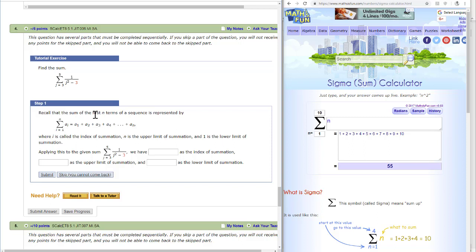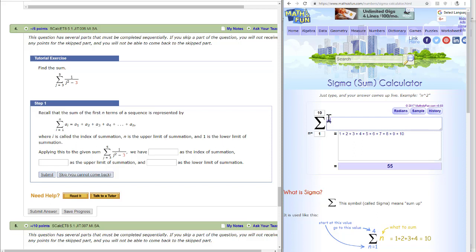So the summation of the first n numbers of the sequence is represented by this. I got this summation calculator from mathisfun.com. You can Google summation calculator and you'll see something like this. You can see that my index is n. That's different from the problem that we have here. My n starts with 1 and goes to 10, and then my function inside is n. And I have a list of the things that I'm adding up in this box. So I'm basically adding up 1 through 10.